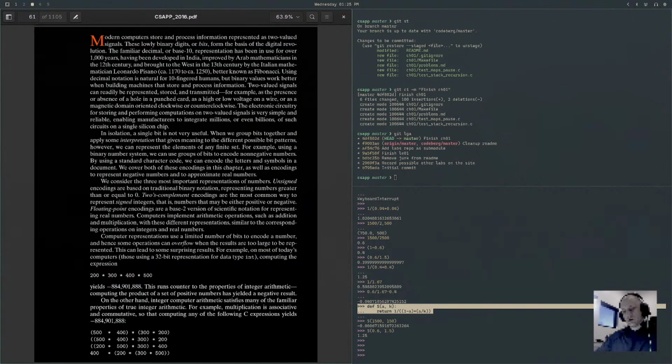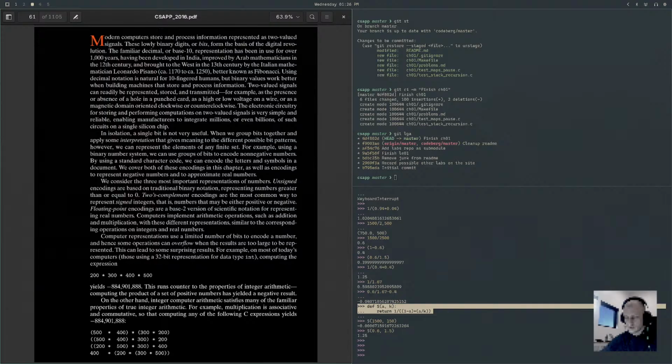All right. Modern computers store and process information represented as two-valued signals. These lowly binary digits, or bits, form the basis of the digital revolution. The familiar decimal or base 10 representation has been in use for over 1,000 years, having been developed in India, improved by Arab mathematicians in the 12th century, and brought to the West in the 13th century by the Italian mathematician Leonardo Pisano, better known as Fibonacci.